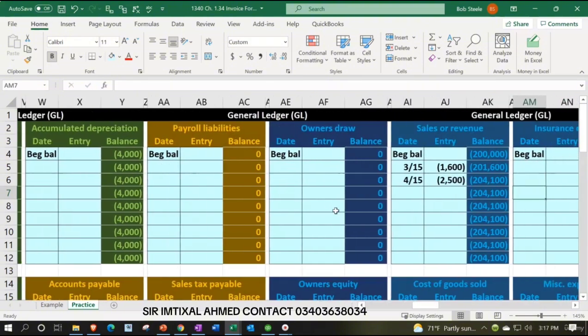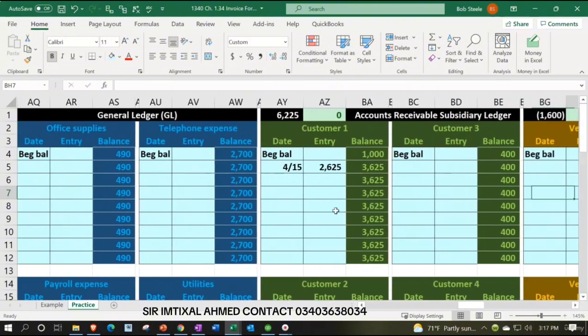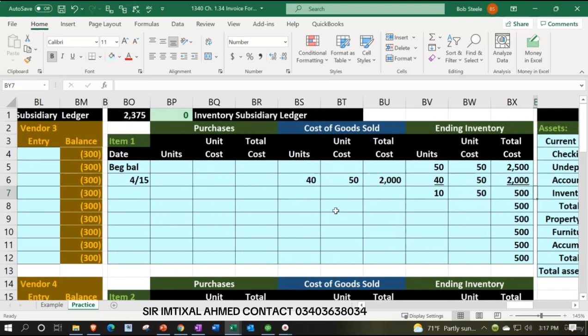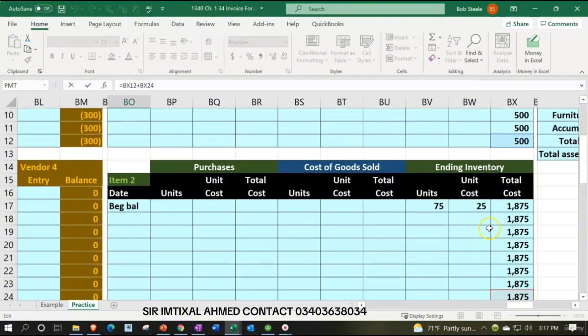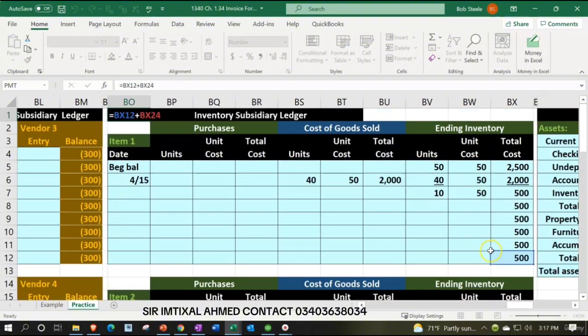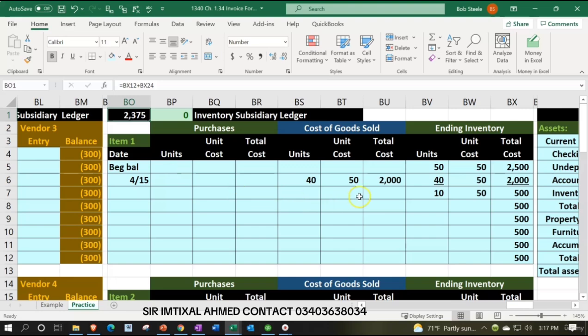If I go all the way over to the inventory subledger, we've got the ending balance of the inventory, which is this item, which if we add up the 2 inventory items, we're left then with 2,375 left after having sold 40 units at a cost of 50, which was that $2,000 that we sold. That's the cost, not the sales price. So that ties out too.